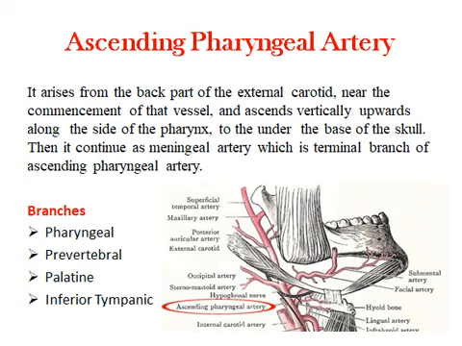Pharyngeal branches supply the muscles and mucosa of the pharynx and pharyngotympanic tube. Inferior tympanic artery enters the tympanic cavity through the tympanic canaliculus and supplies the medial wall of the cavity. The ascending pharyngeal artery with its branches provides blood supply to the muscles and mucosa of the pharynx, pharyngotympanic tube, medial wall of the tympanic cavity and the middle cranial fossa.